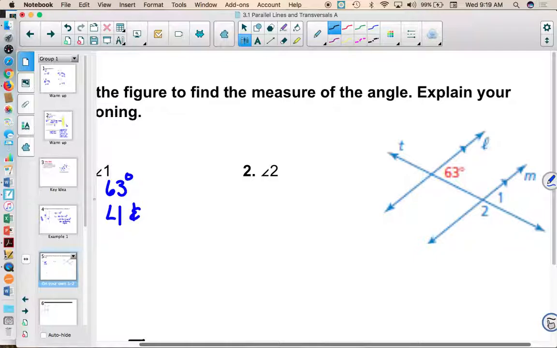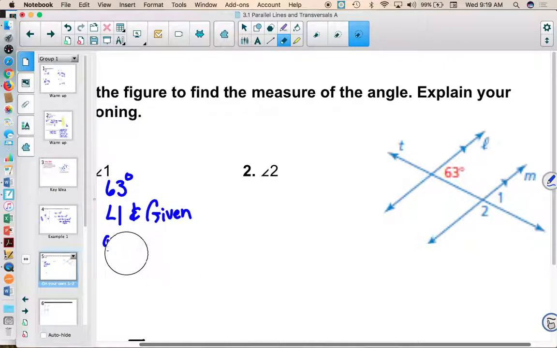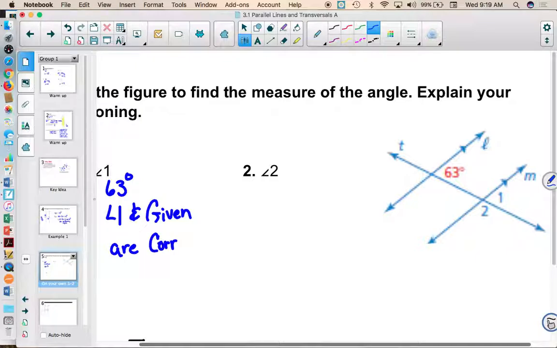Angle 1 and the, okay, so we'll call it the given. Because they're both located the same. Good. Angle 1 and the given are corresponding. This is going to be some stuff that you do on your assignment today. And you've got to prove it.